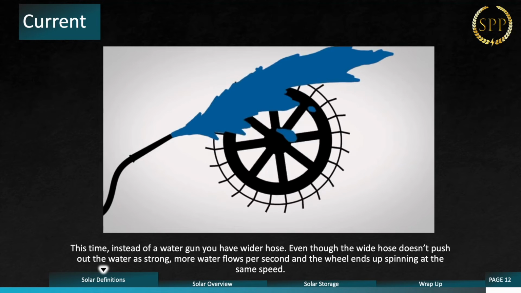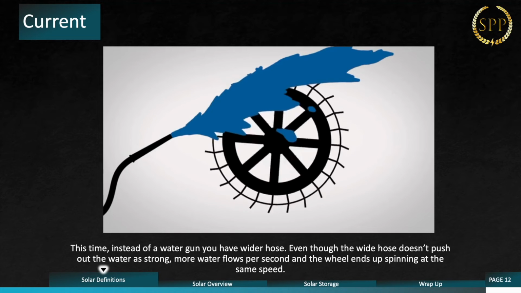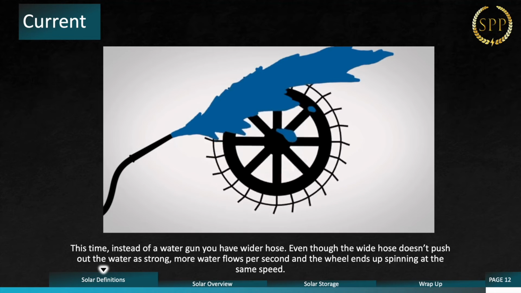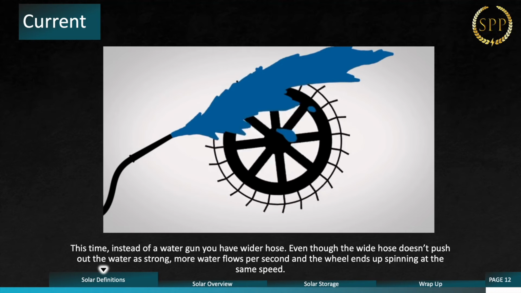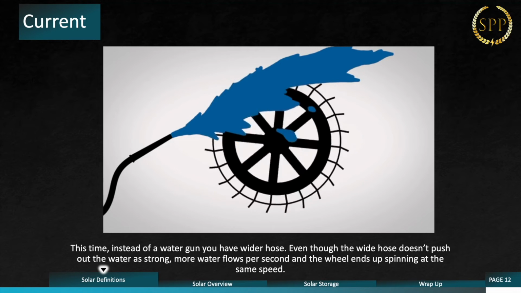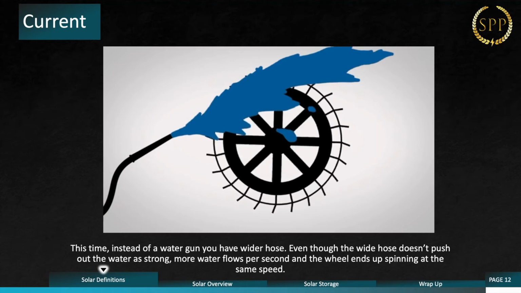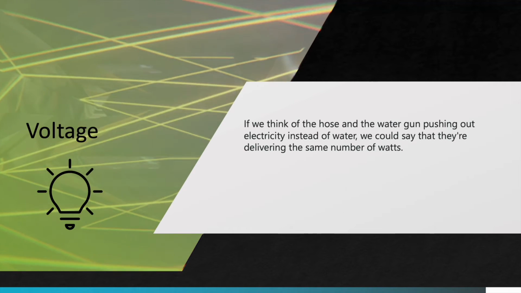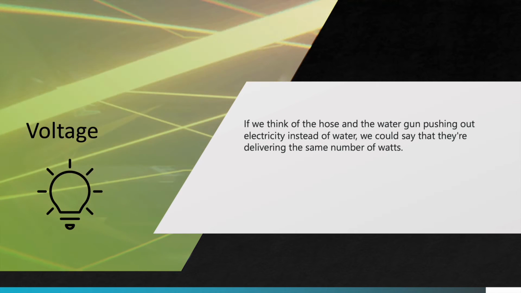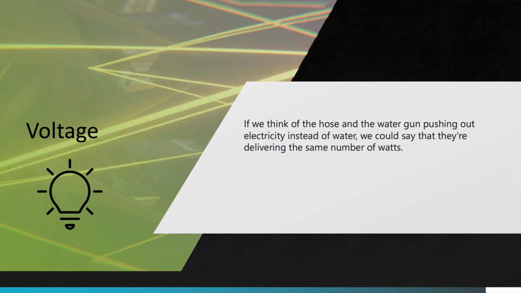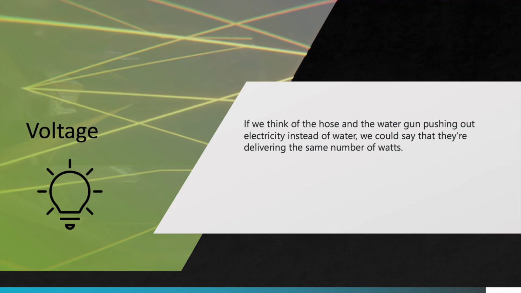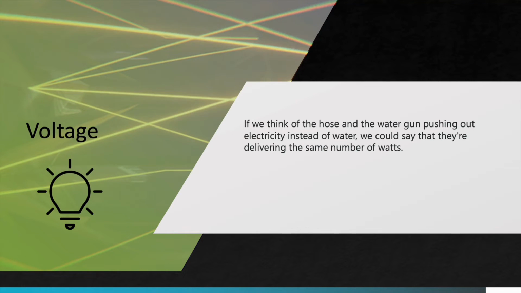Now let's use a water hose instead. It has a much wider nozzle at the end, right? More water's flowing per second, and it ends up spinning the wheel at the same speed. So why am I explaining this to you? Well, let's put this back in electrical terms. If we think of the hose and the water gun as pushing out electricity instead of pushing out the water, you could say that they're delivering the same number of watts because it ends up spinning the wheel at the same speed.